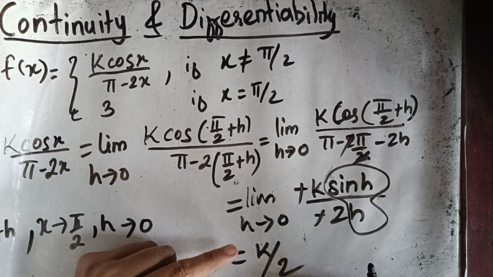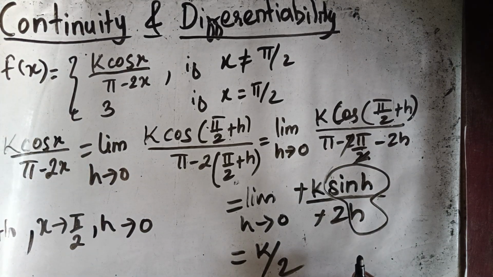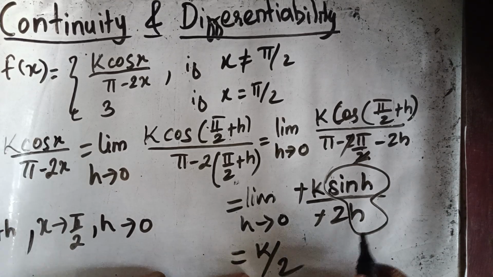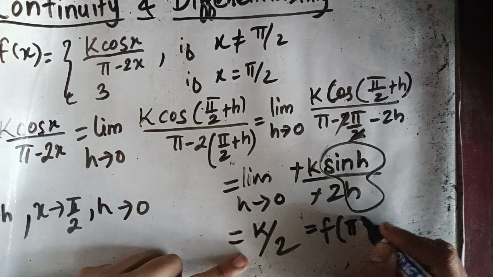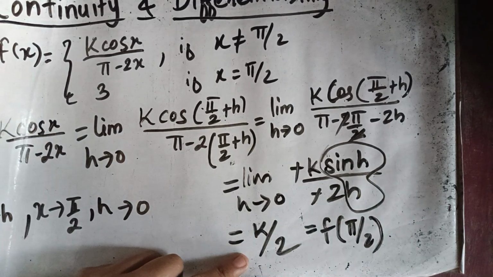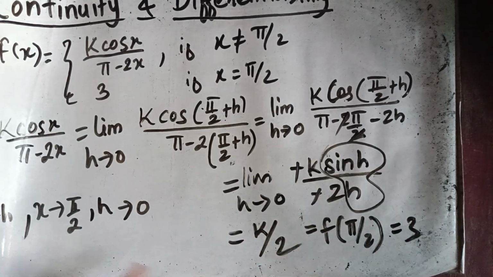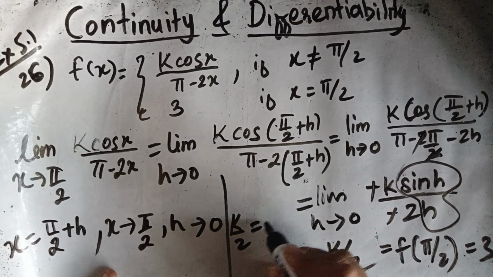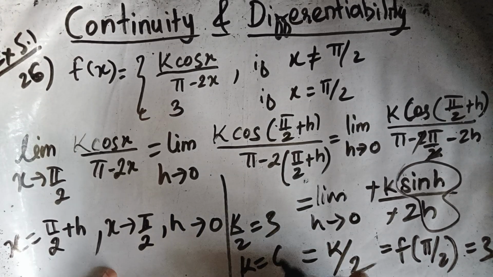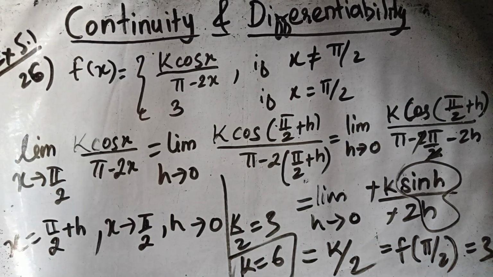Now it is given that the function is continuous at pi by 2. So k by 2 is equal to f of pi by 2. F of pi by 2 value they have already given, that is 3. So k by 2 is equal to 3. So k is 6.